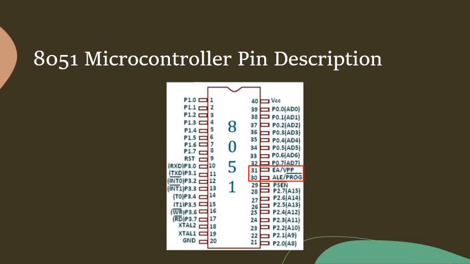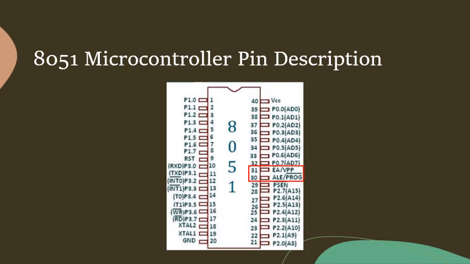Pin 30. ALE stands for Address Latch Enable. It is an active high pin. This pin is used to distinguish between memory chips when multiple memory chips are used. It is also used to demultiplex the multiplexed address and data signals available at port 0.